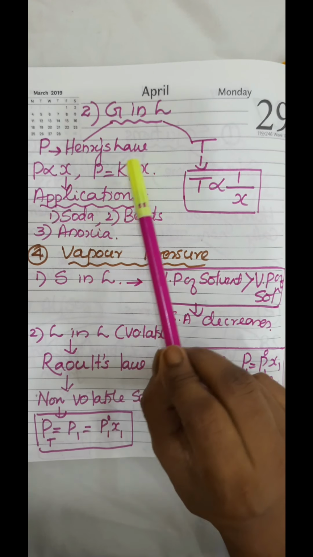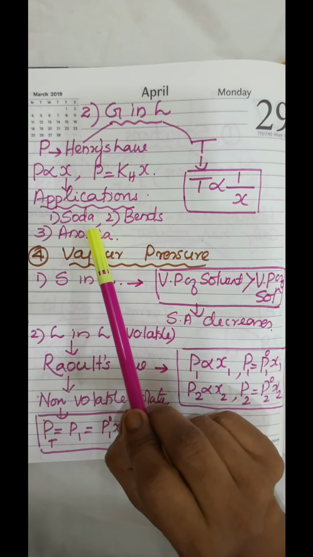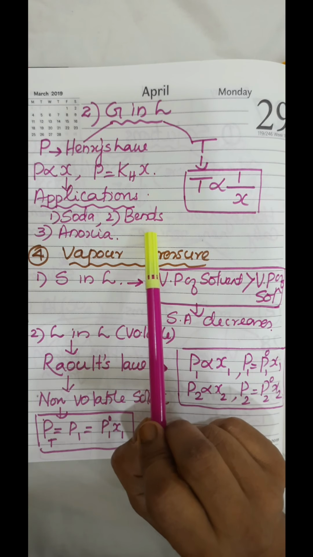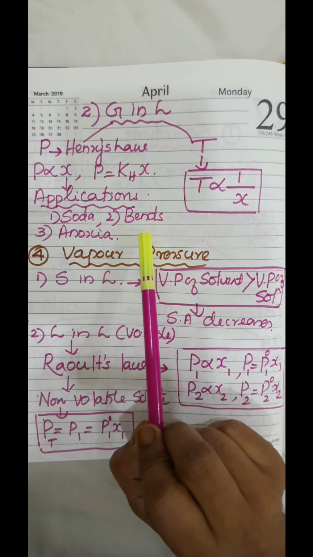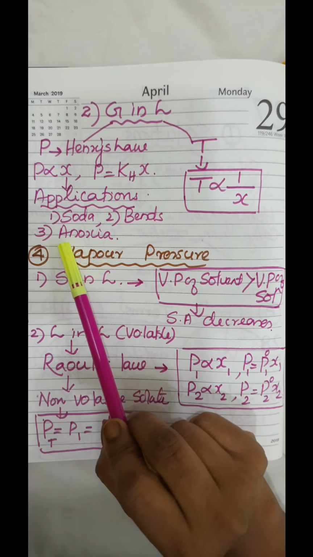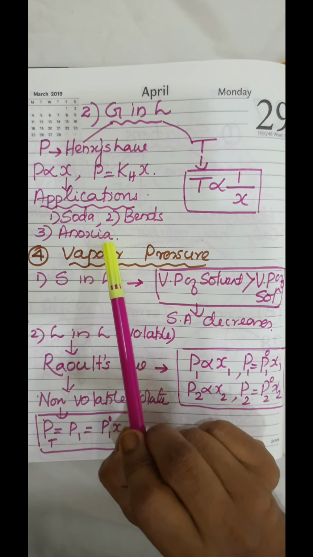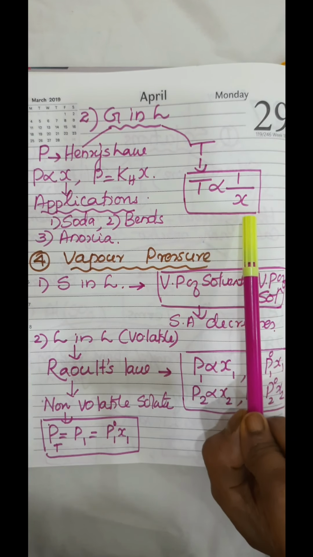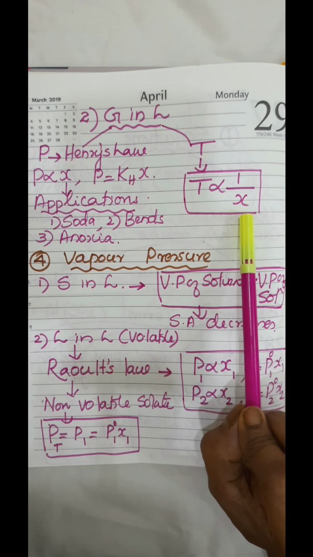Then the applications of Henry's law: one is related to soda water, the second is the bends, and the third is anoxia. It's a short note only; you have to explain these things. Then the effect of temperature: temperature and solubility are inversely related.